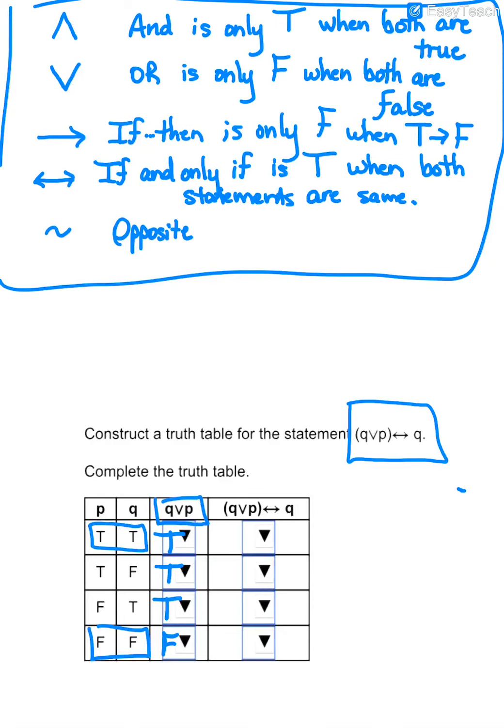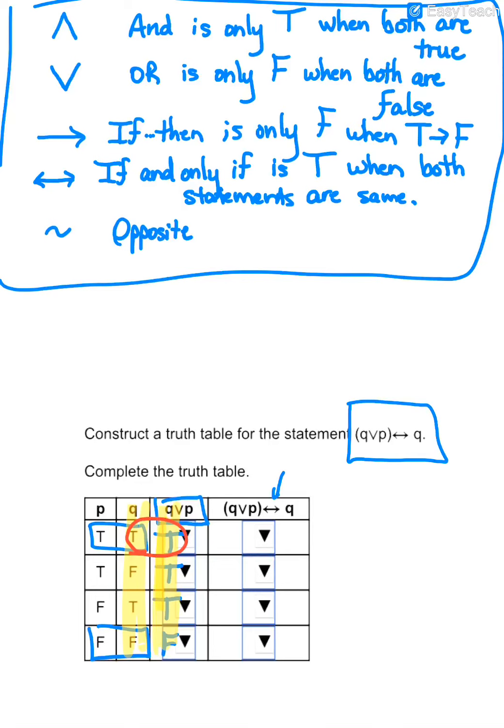Now, I'm going to compare those values that I got to my Q values. And I actually like to put them so that I can actually see them. Since it's the double arrow, you can actually be looking right next to it, or you could rewrite them. But basically, here are your Q values, and then there are your Q or P values. And we know with the biconditional that it is true when both statements are the same.